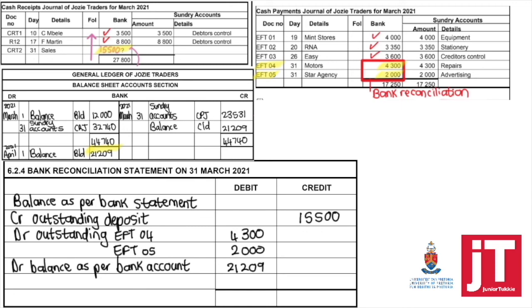And this will be the balancing figure. So we need to add the debit side. If we add the debit side minus the credit side, the balancing figure is 12,009. Now, why did I start with the debit side? I quickly just check which side has the highest amounts. And it's clear there's a 21,209, which is higher than the credit side, the 15,500. And that's why I started adding up on the debit side. Don't forget, you can also choose to do the one column method.